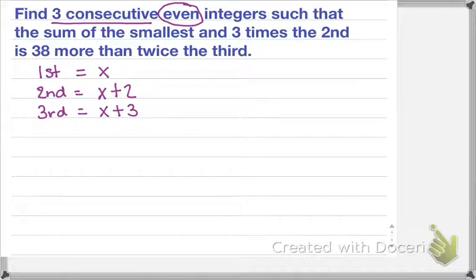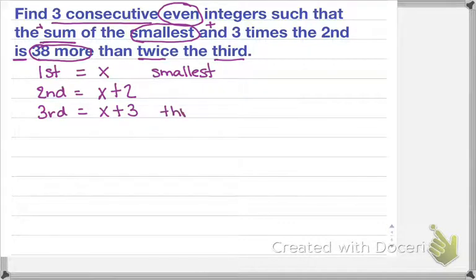So it says we're finding 3 consecutive even integers such that the sum, we again know that's adding, of the smallest, so which one's the smallest? Well, that's x. This is the smallest. And means add, because we're talking about sum, 3 times the second one. Well, this is the second one. And 3 times that is 38 more. So we're talking about 38 being added to something than twice the third. Well, this is the third one. And this is the second one.